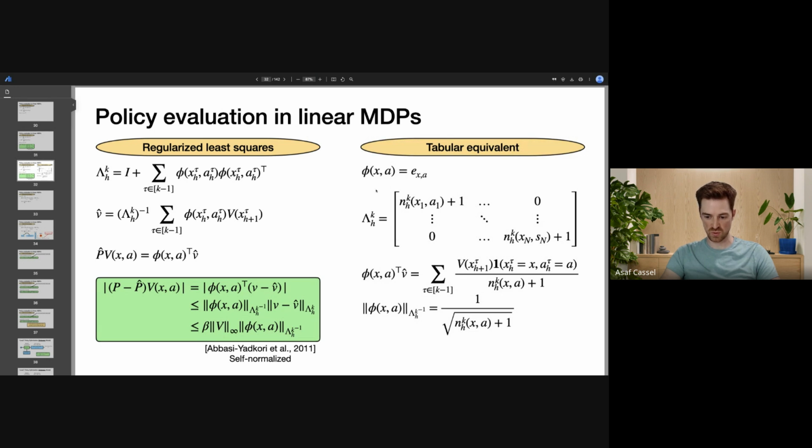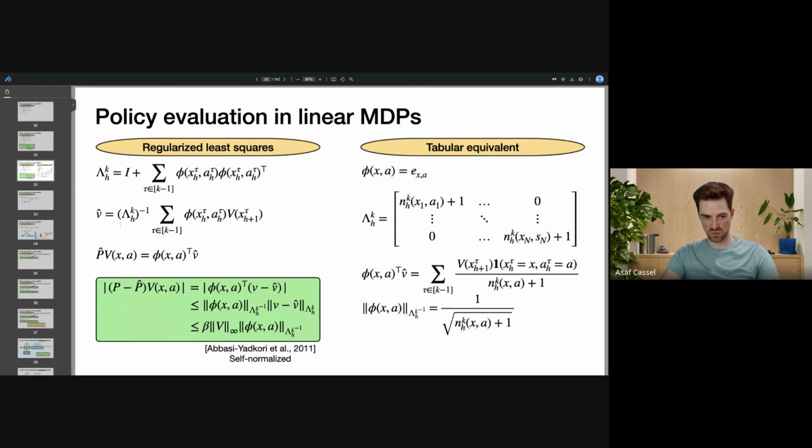If we want to cast a linear MDP as a tabular MDP, the easiest way is to take the feature dimension d to be X times A, the states and actions, and encode the features as one-hot vectors, the standard basis. If you do that and look at the matrix Lambda_kh, you'll see that it's the matrix whose diagonal is the visitation counts. Each term on the diagonal is the number of times that we visited a certain state-action pair, plus 1 because of the regularization.